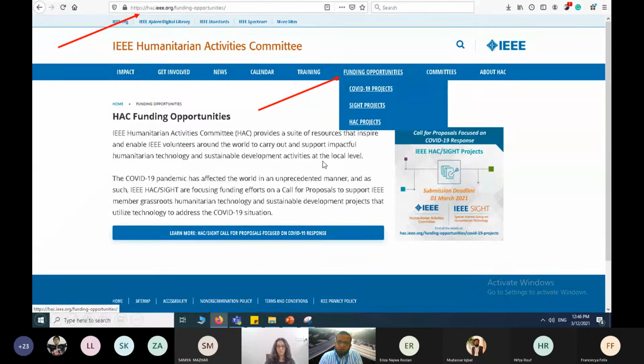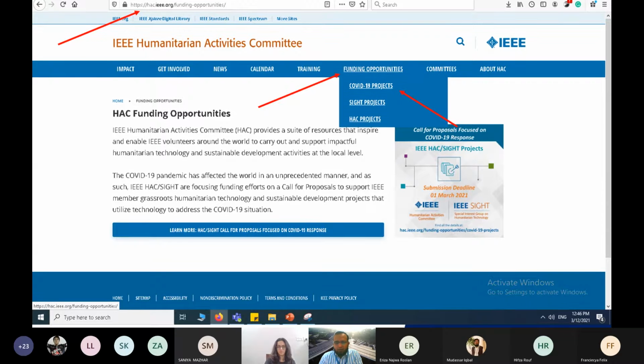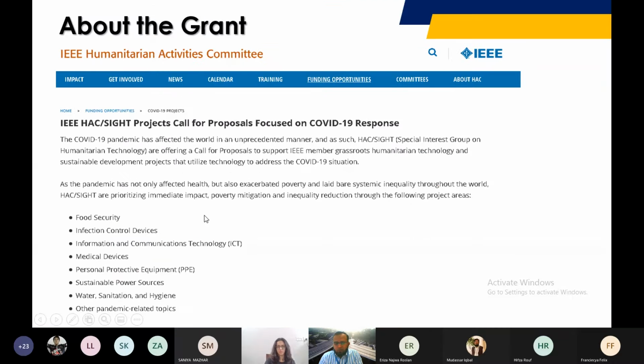So over there, this is the COVID-19 project. When you click on COVID-19 projects, it will direct you to another page, that is this one. If you can see, it has some areas. It is not limited to simple ideas, but it also welcomes science and technology oriented proposals. It invites food security based proposals and infection control devices; if someone is from biomedical engineering, they can easily participate in it.